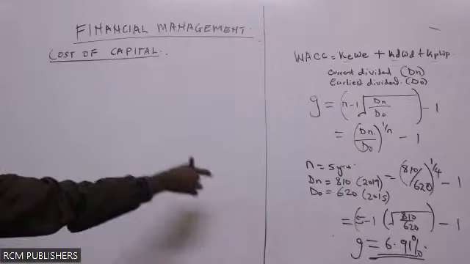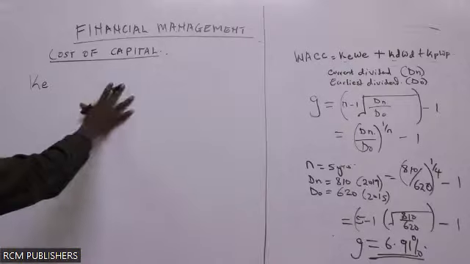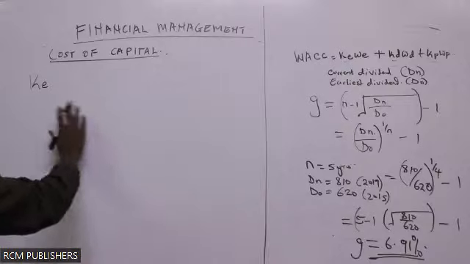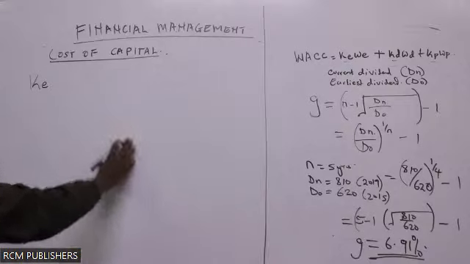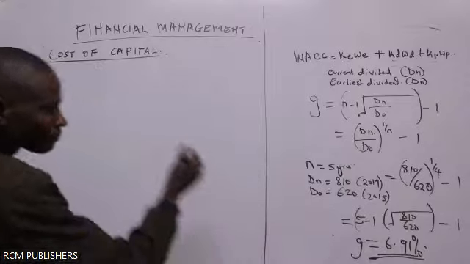So having my growth, I know that Ke, now getting the component cost. I want to get the component cost. So I say component cost.